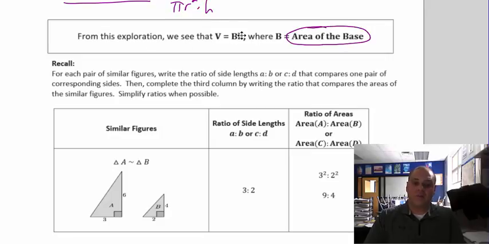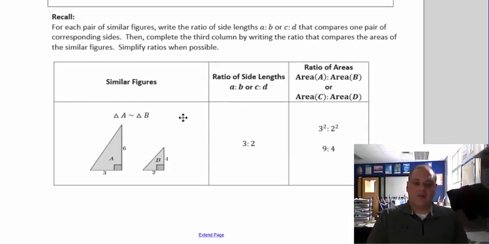So you're going to see this quite a bit. You're going to see this formula, BH, where B is the area of the base. That goes for all prisms, except that when you have a cylinder, it's a type of prism, but the base is circular, so we use that pi r squared. We're going to go back and see this in other lessons. But what we want to do in this lesson is recall what we learned about the ratios of the areas. And we did this in a previous lesson.